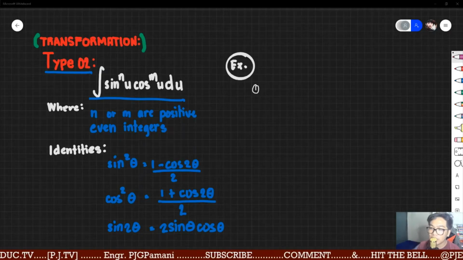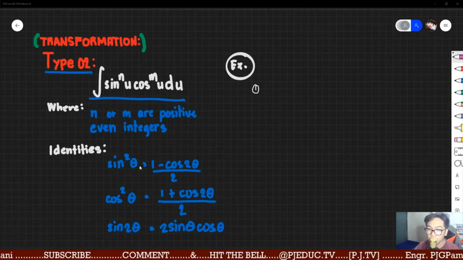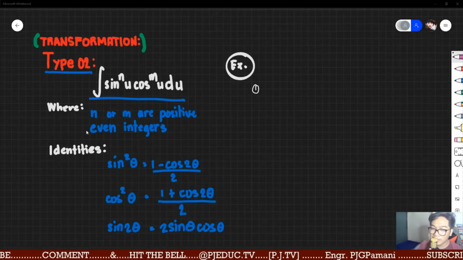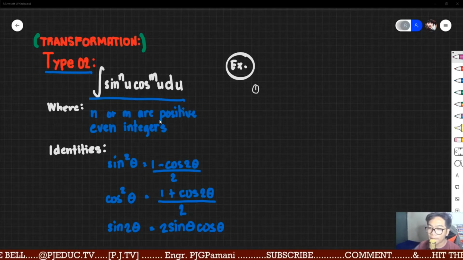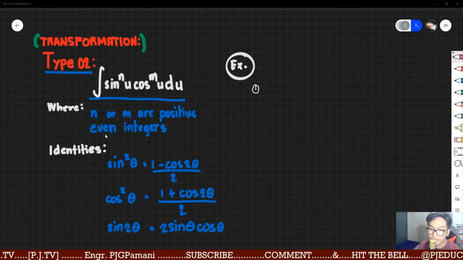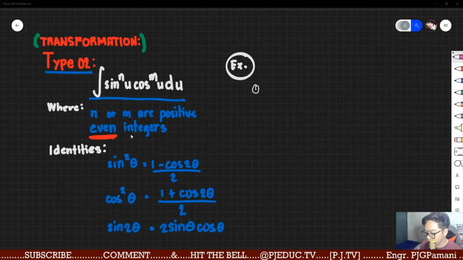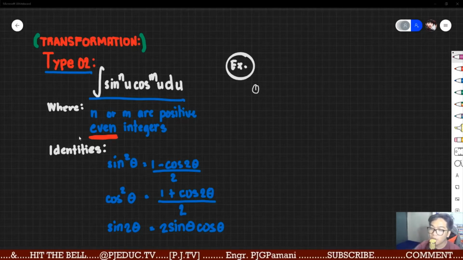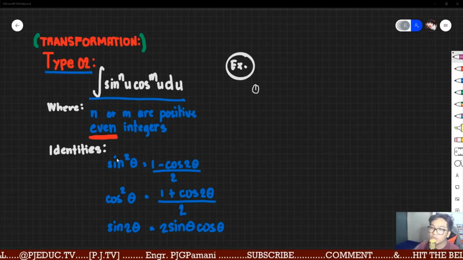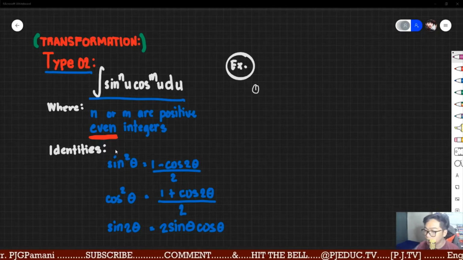Type 2: integral of sine raised to n, cosine raised to m, du. The exponents this time for type 2 transformation, such as your n or m, are all positive, even integers. So kung kahapon, odd integers from type 1, ang applicable identity was sine squared plus cosine squared is simply equal to 1, and so forth.